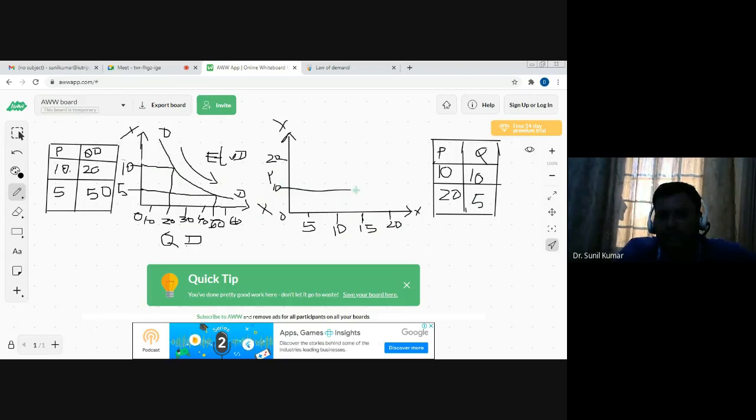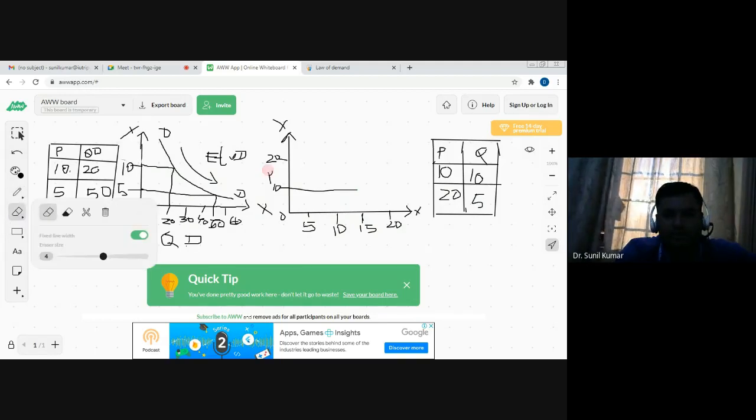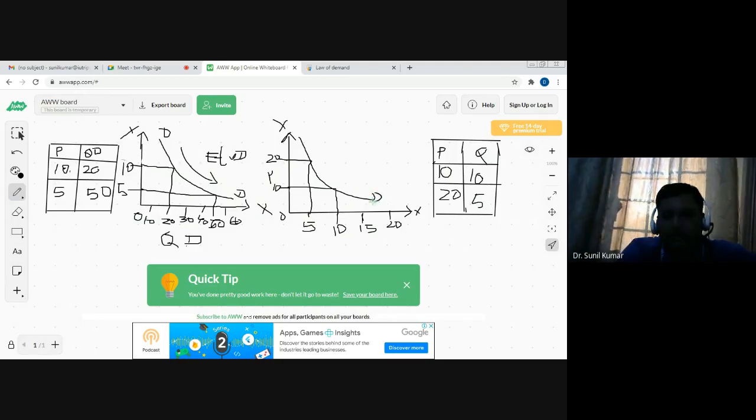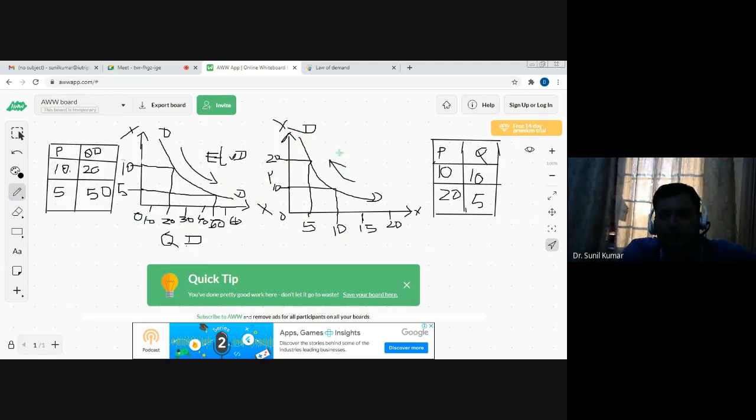So just see, at 10 it is 10 only, and 5 is on 5. So whenever you join this, we get the D. This is the D. And what happened? You have to make an arrow, that is known as the contraction of demand. Okay.